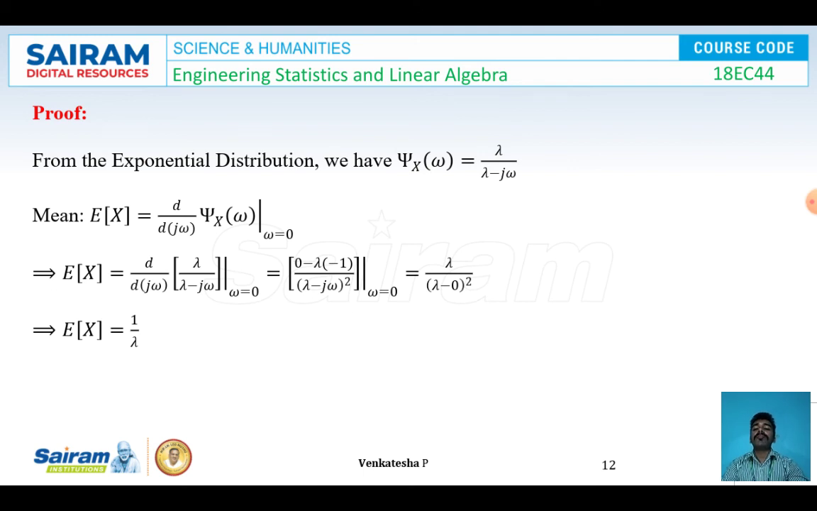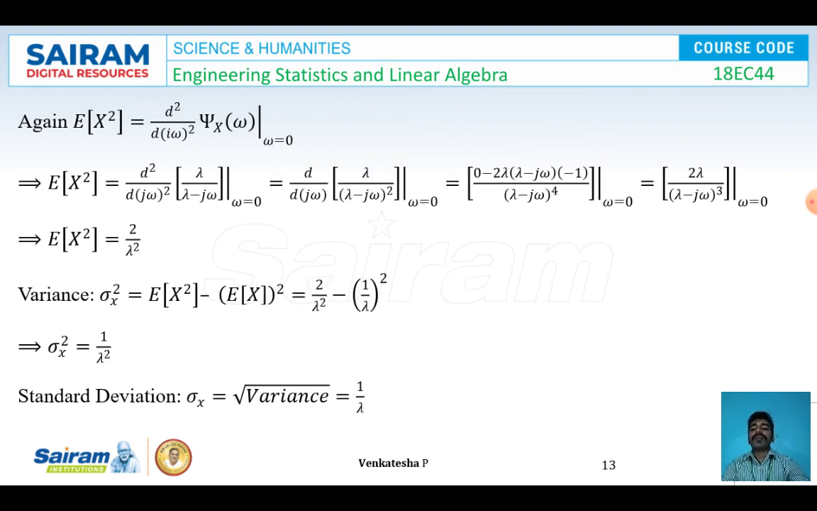Now I am going to replace the characteristic function xi x of omega with lambda by lambda minus j omega. So expectation of x is equal to d by d j omega of lambda by lambda minus j omega at omega equal to 0. Now I will differentiate this expression with respect to j omega using the quotient rule. I'll get 0 minus lambda times minus 1 by (lambda minus j omega) whole square at omega equal to 0. If I replace omega equal to 0 here, it becomes lambda by lambda minus 0 whole square. The expectation of x will be equal to 1 by lambda.